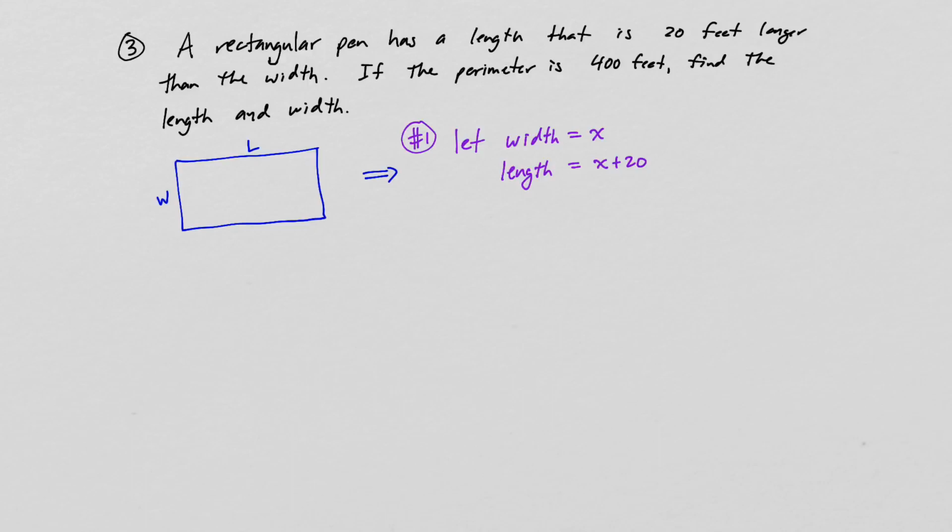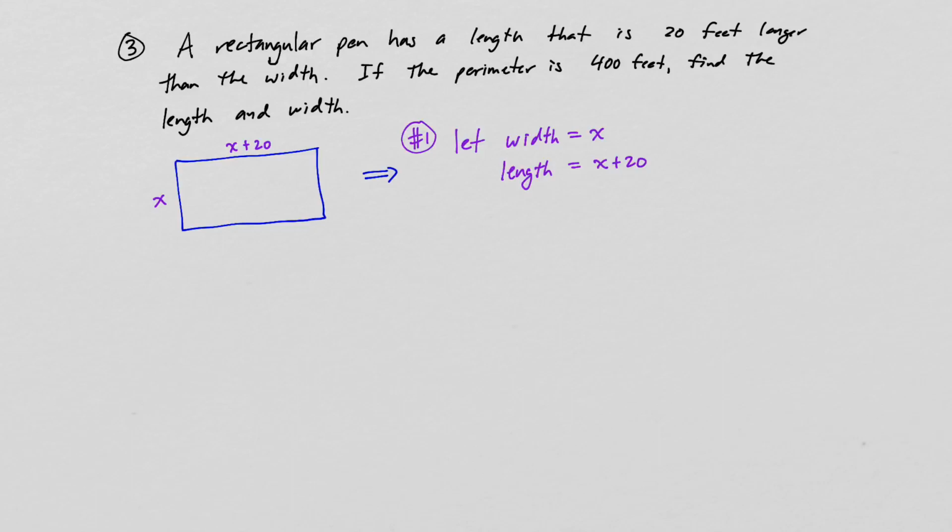Now, I should note that you could define these variables in the actual picture itself, so you don't have to actually write down what I just wrote down. You could just go to the picture and say that the width is X and the length is X plus 20. This would work as well.